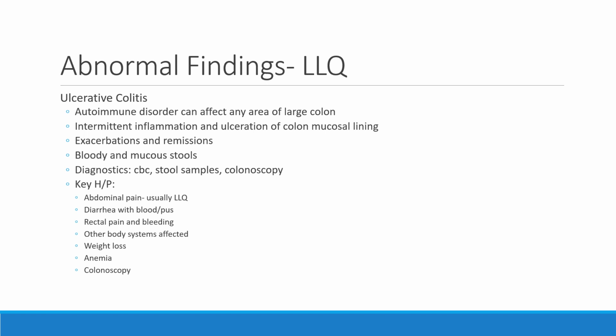Diagnostics to consider, we did discuss in a previous slide, CBC. You may want to check stool samples to rule out infectious causes, barium x-rays, but really colonoscopy is needed. Key history and physical findings: abdominal pain, usually left lower quadrant, diarrhea with blood or pus, rectal pain and bleeding. Other body systems can be affected, just as we see with Crohn's disease, weight loss, anemia, and then the colonoscopy is needed.